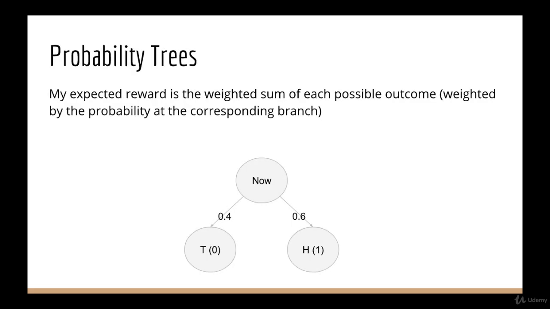One useful way to think of probabilities and expected values is a probability tree. I draw a circle to represent where I am now, and then I have branches to the possible places where I can end up, and I write the probabilities along the edges. So I can see that I have a 40% chance of going to the left and getting 0 reward. I have a 60% chance of going to the right and getting a reward of 1. My expected reward then is the weighted sum of all those rewards, where the weights are just the probabilities of each branch.